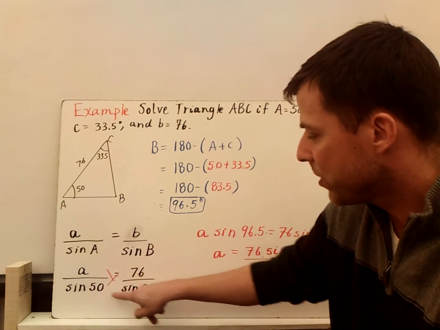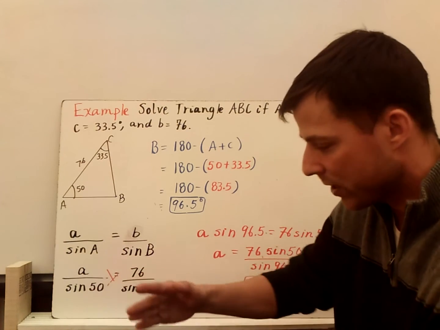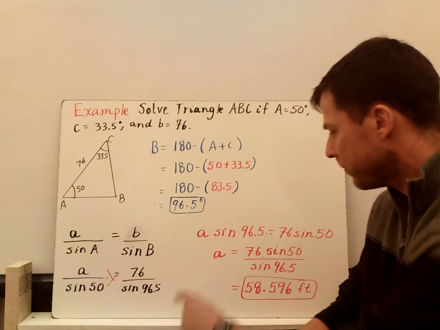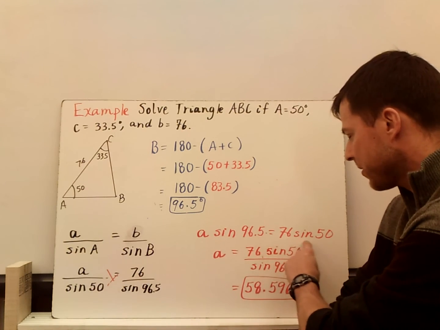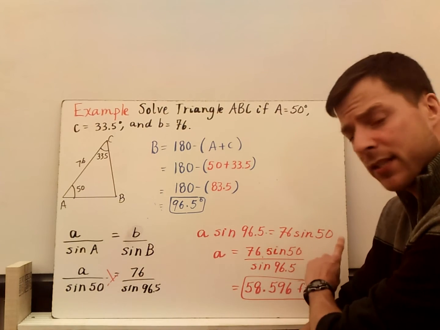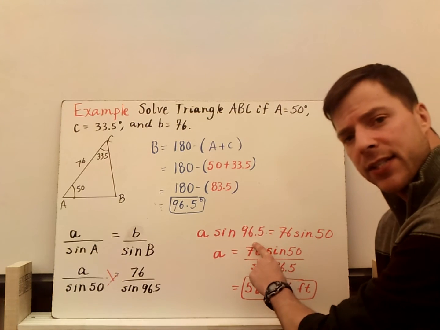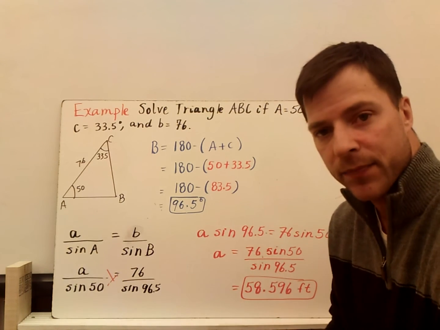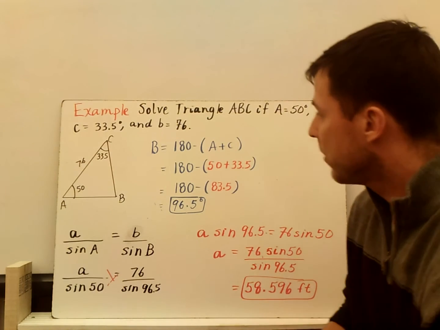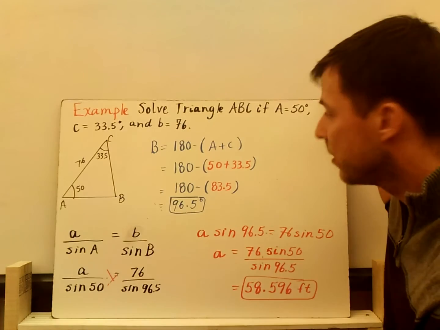And I go ahead and substitute my three pieces in that I know. I cross multiply. That's why you see that red X there. So I get A times the sine of 96.5 equals 76 times the sine of 50. And then I divide each side by sine of 96.5, and I get 58.596 feet. So that's the side length for A. I said feet, but they didn't tell me the units, so 58 units.